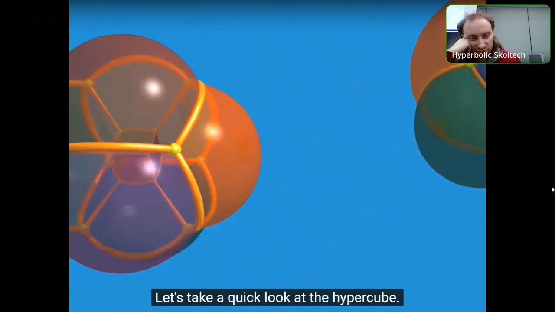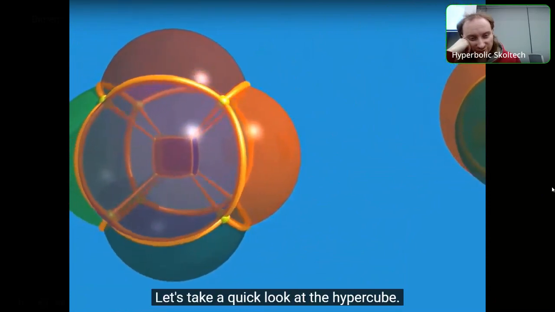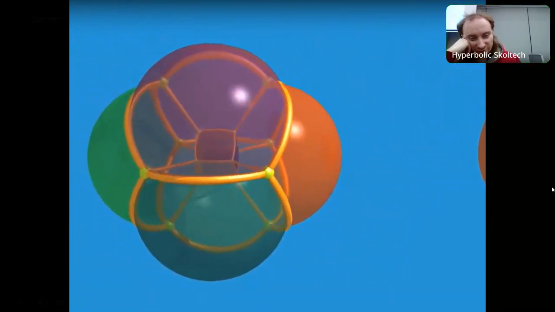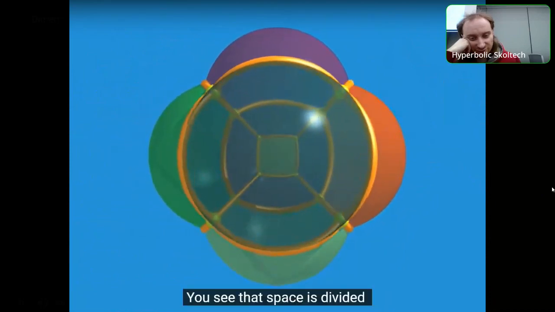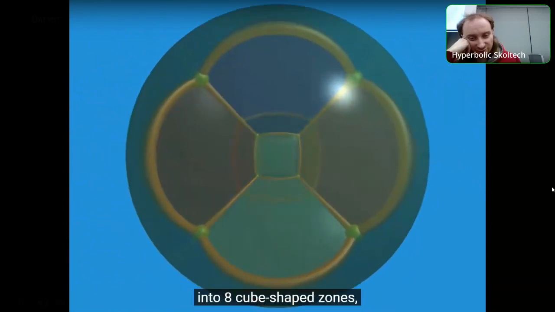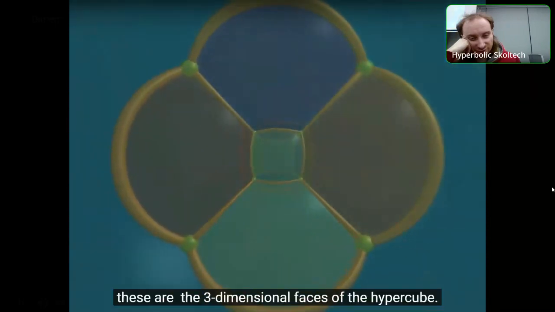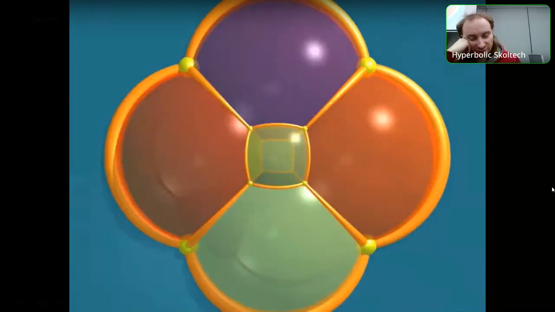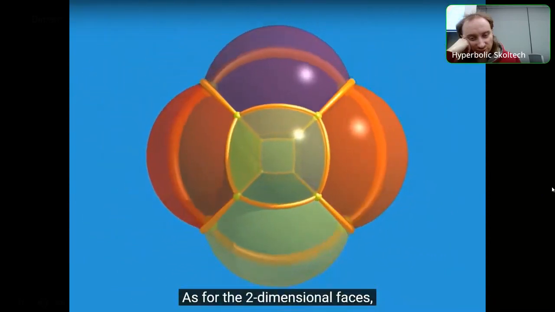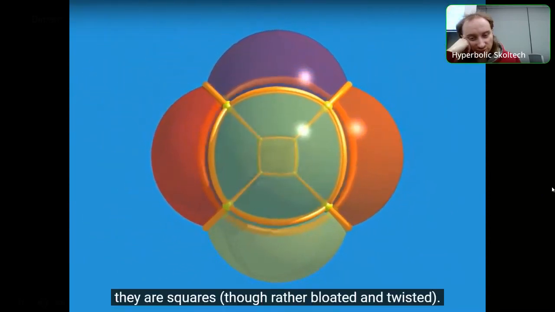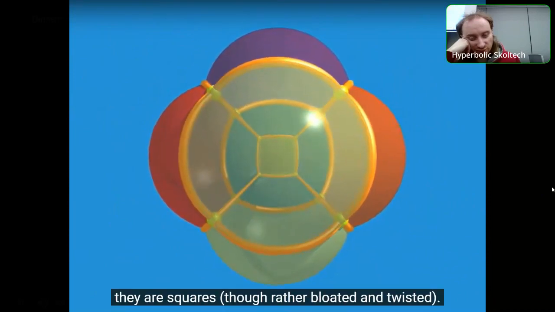Let's take a quick look at the hypercube. You see the space is divided into 8 cube-shaped zones. These are the three-dimensional faces of the hypercube. As for the two-dimensional faces, they are squares, though rather bloated and twisted. There are 24 of them.